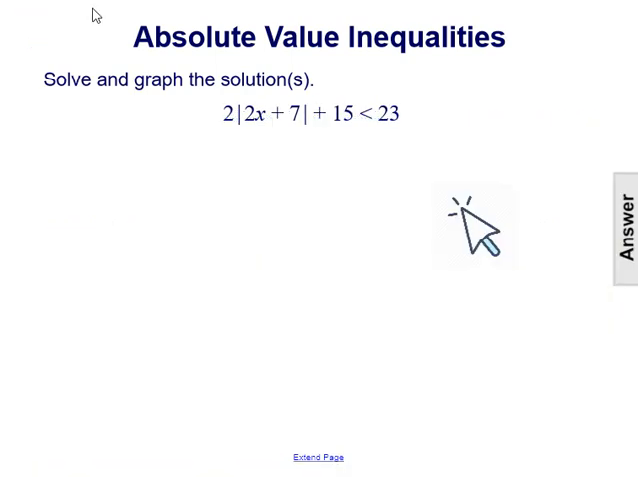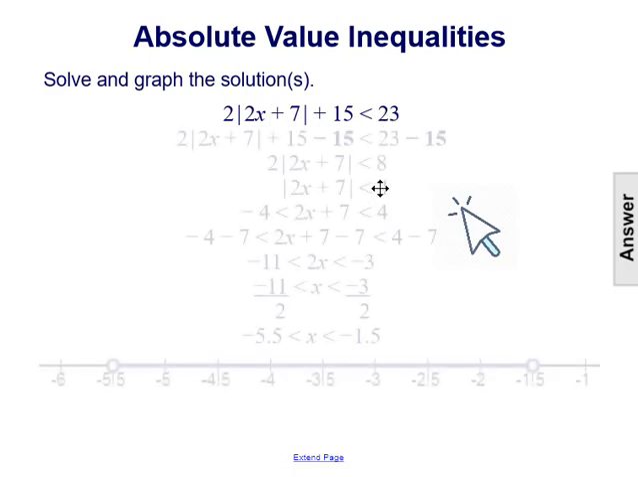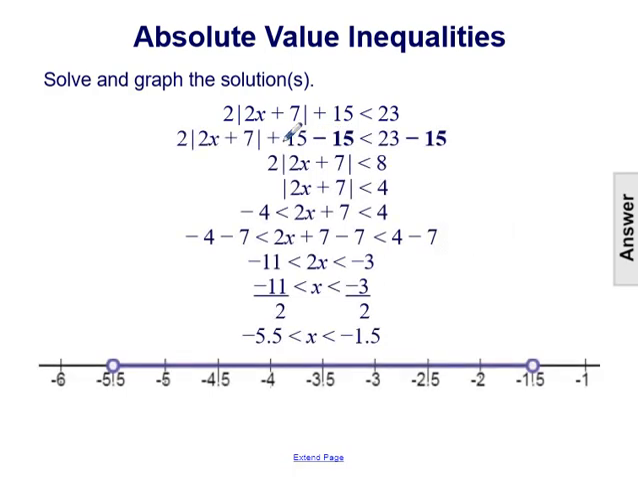Here's 2 times the absolute value of 2x plus 7, plus 15, is less than 23. So we have to isolate the absolute value first. We're going to subtract 15 on both sides to give 2 times the absolute value of 2x plus 7 is less than 8. Then we're going to divide both sides by 2, which will leave the absolute value of 2x plus 7 is less than 4.